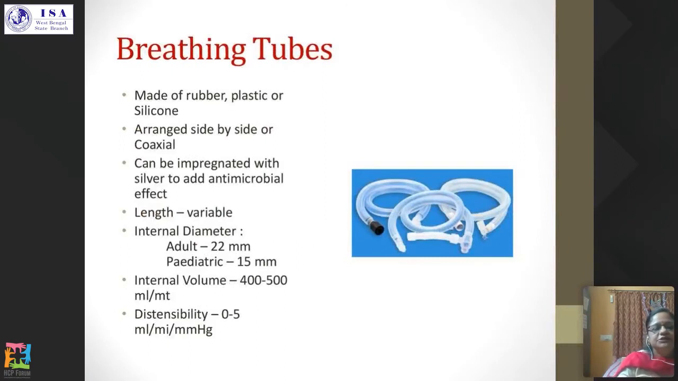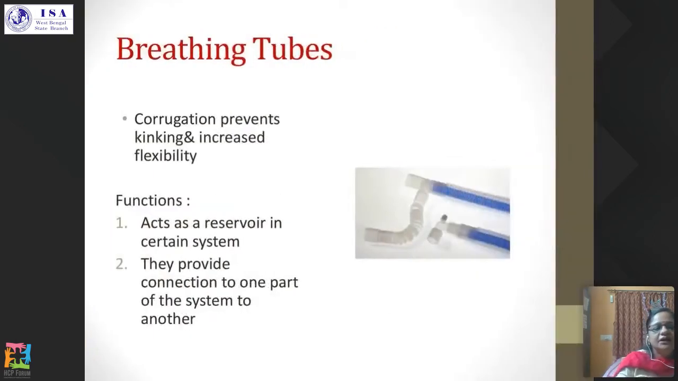Next are the breathing tubes. These are made up of either rubber, plastic, or silicone. They are arranged either side by side or in a coaxial fashion. They can be impregnated with silver to add an antimicrobial effect. Now, what are the functions? They can act as a reservoir in certain systems, and they provide connection from one part of the system to another.